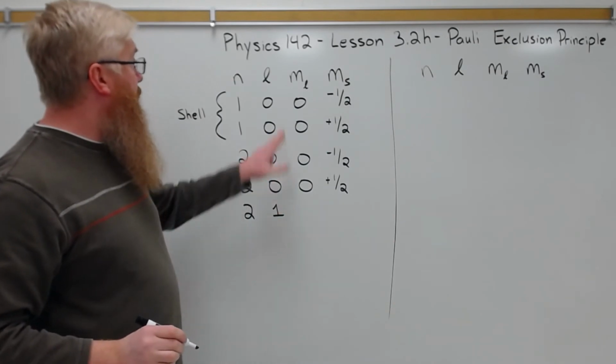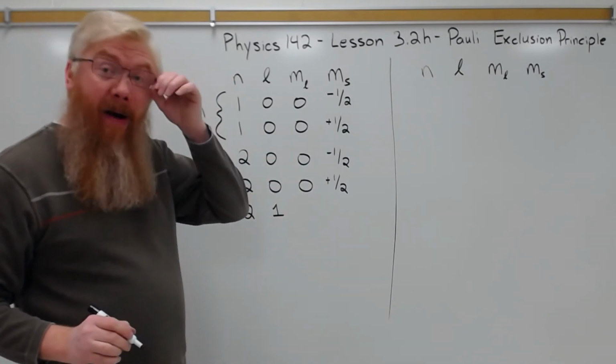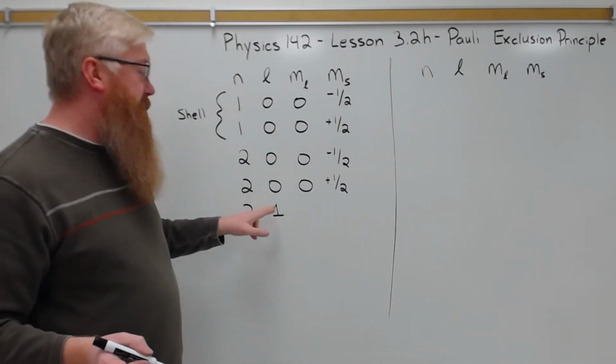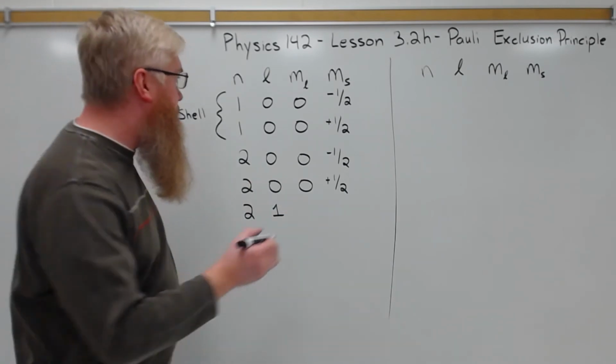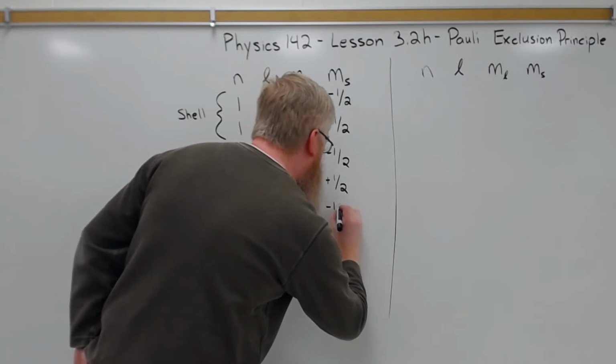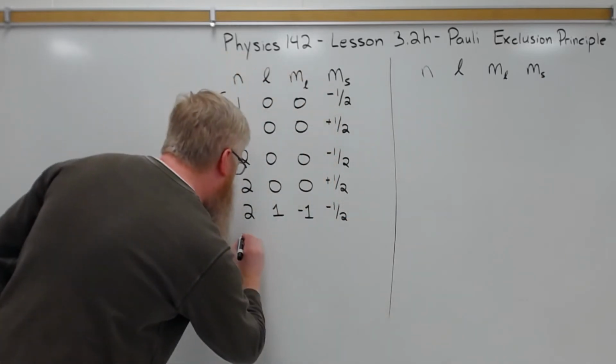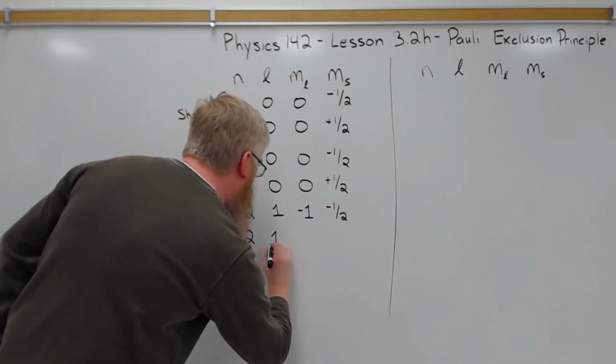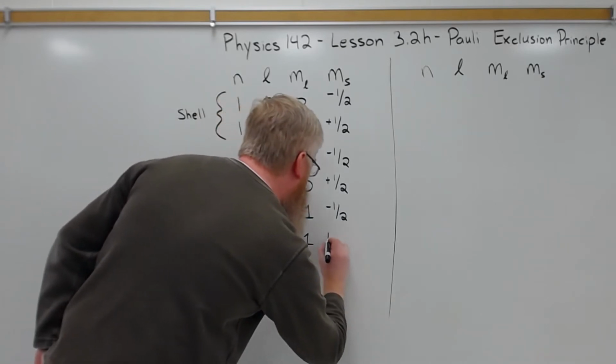If L is 1, M sub L can go from minus L to L, or in this case, minus 1 to 1 in integer steps. So M sub L can be minus 1. Spin can be minus 1/2. You can have 2, 1, minus 1, plus 1/2.